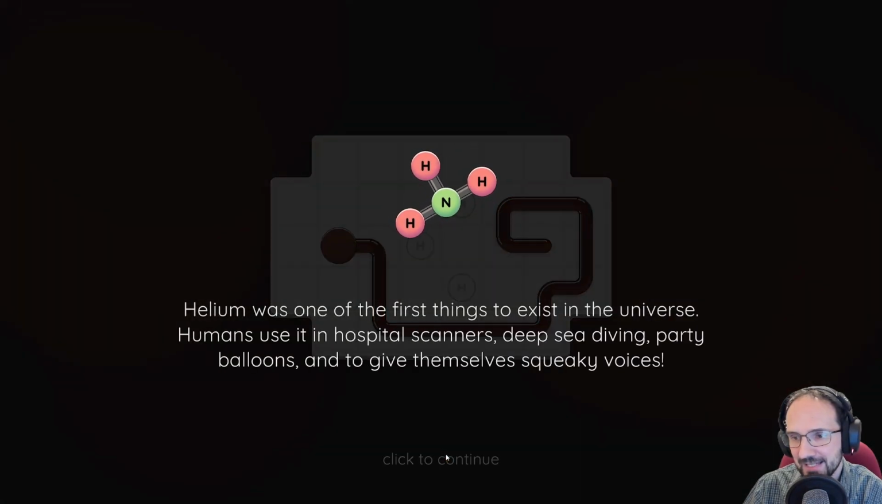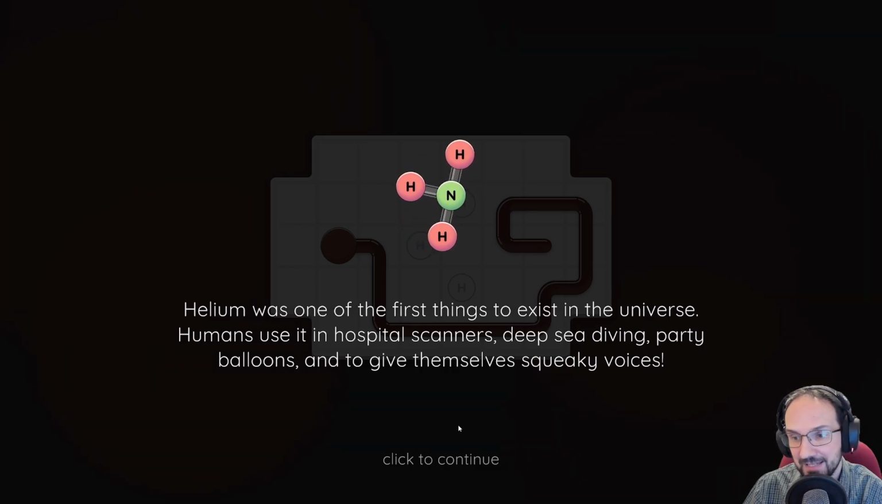Helium was one of the first things to exist in the universe. Humans use it in hospital scanners, deep sea diving, party balloons, and to give themselves squeaky voices.